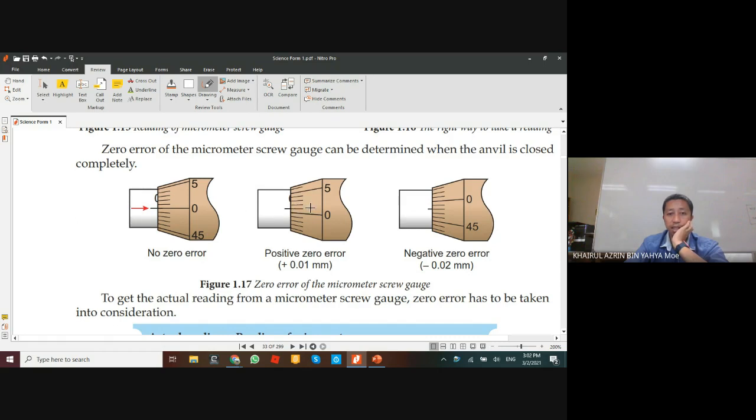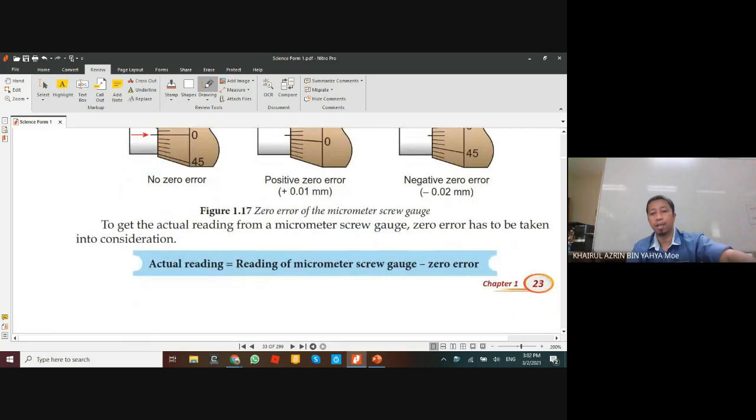Actually, we got a number here. Number here is 1, or we can write as 0.01. Here, 0 is more than this line. Okay, so this one is minus 1, 2, minus 0.02. You need to minus with 0.02. Okay.